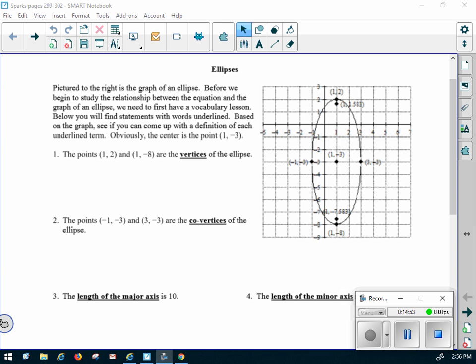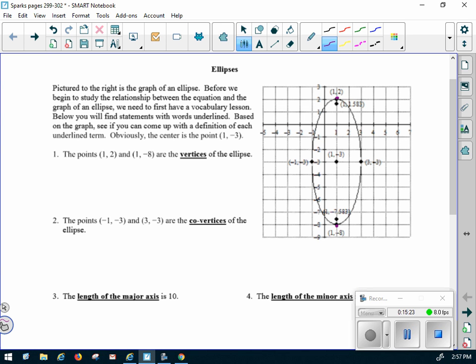Now, the first thing I'm going to tell you is the magic spots in that whispering gallery were this spot right here and this spot right here. So we'll talk about those spots. The points 1, 2, and 1, -8 are the vertices of the ellipse.